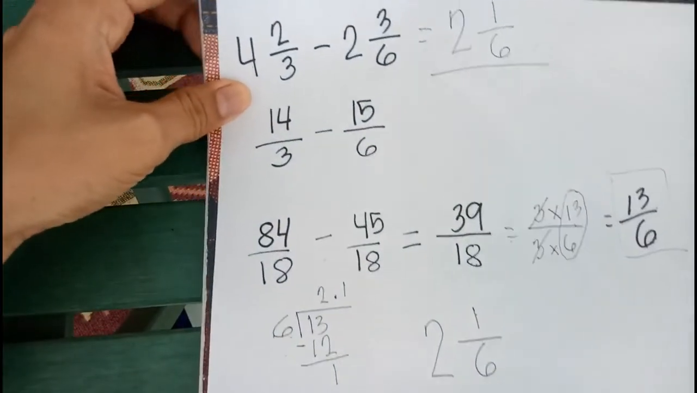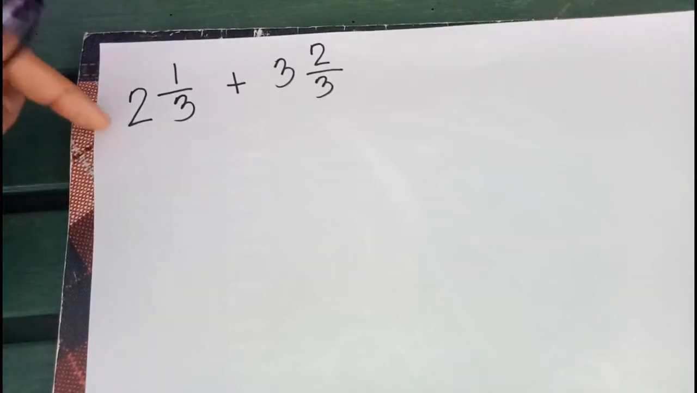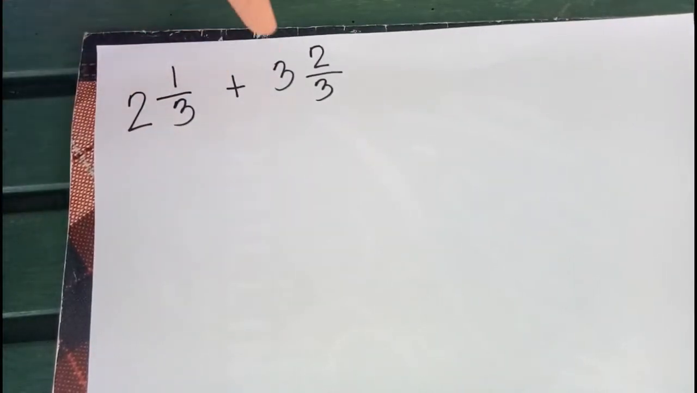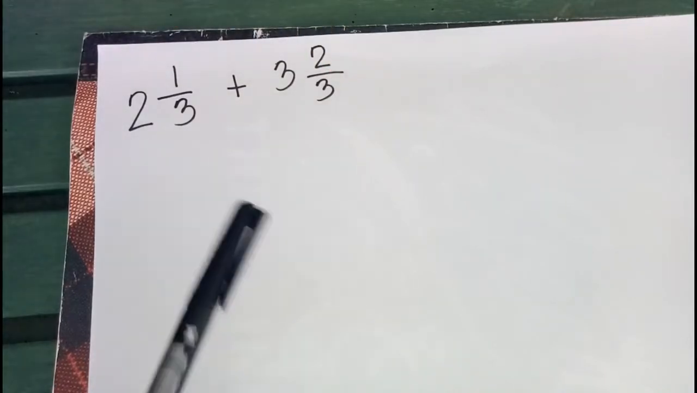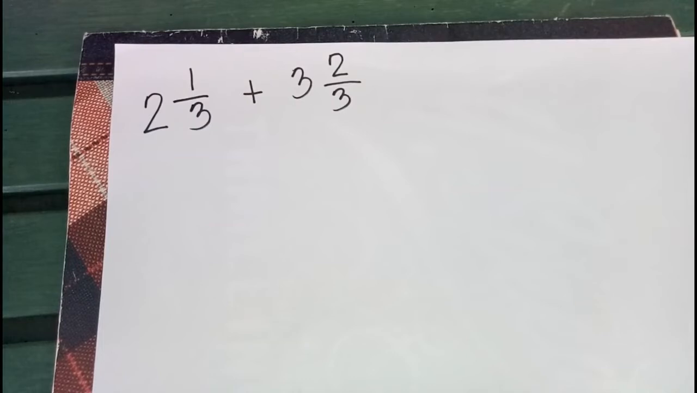Another thing you might see in your exercise: what if the problem already has the same denominator? I'm going to give an example of how to do that. In this problem we have 2 and 1/3 plus 3 and 2/3. In this example they already have the same denominator. So what do we do?